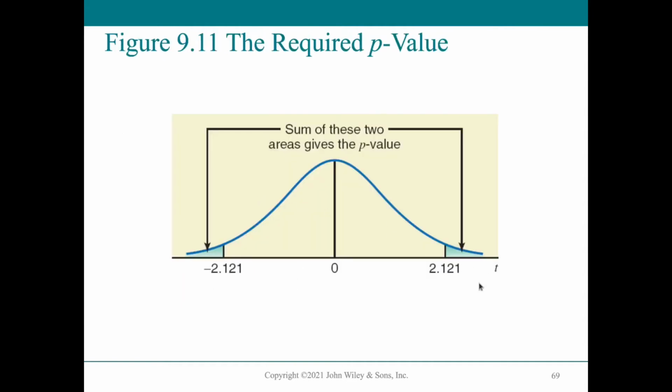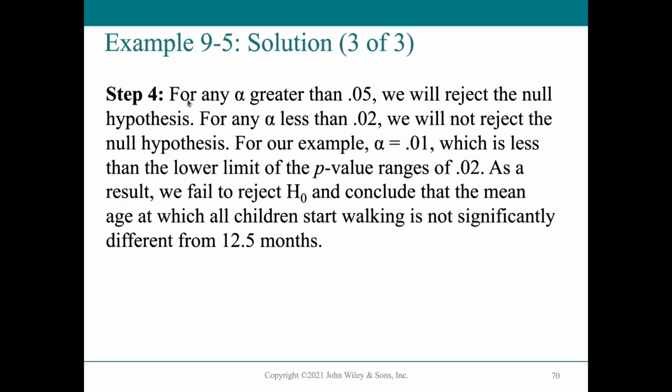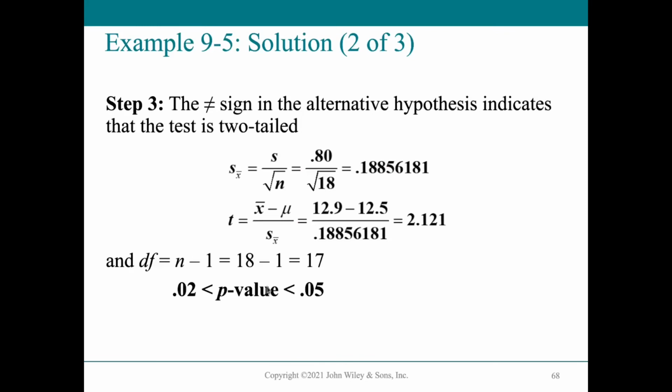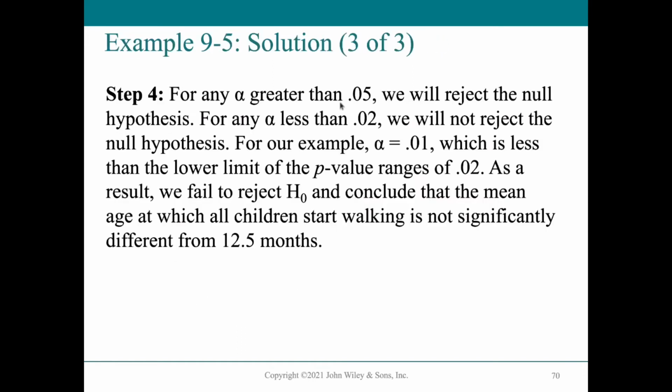So this is a two-tailed test. That means the value of p is divided between the two sides. So find the area here plus the area here. That's the total p-value. For any alpha greater than 0.05, the p-value we have is between 0.05 and 0.02. So for any alpha greater than 0.05, we reject the null hypothesis. But for any alpha less than 0.02, we will not reject the null hypothesis.